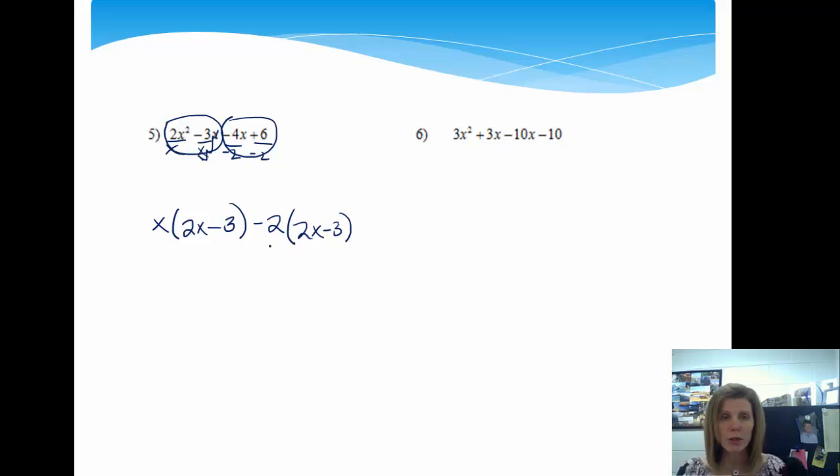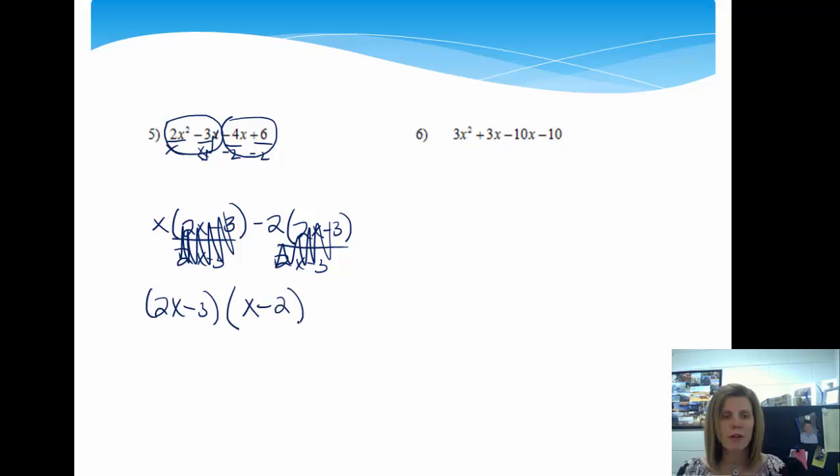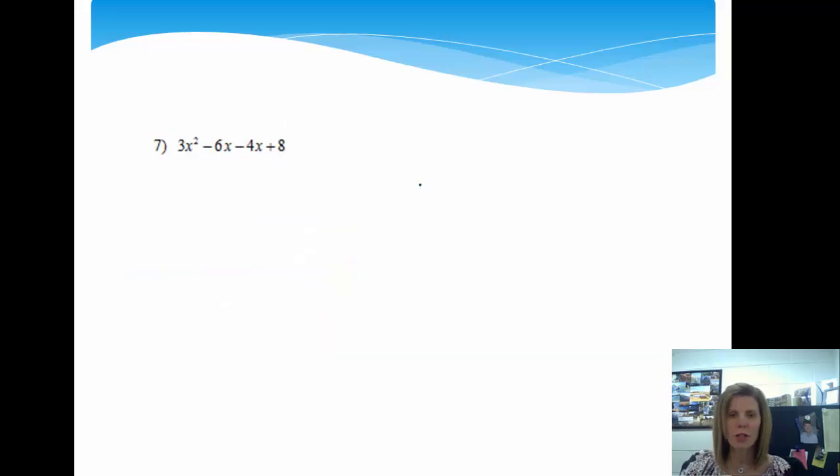And nicely, this will always happen when you're doing grouping, they both have a 2x minus 3. So we get to factor out the 2x minus 3, start my parentheses, divide that from each part, and then we are going to zap out the 2x minus 3s. We've got an x left. Zap out the 2x minus 3s. We've got a minus 2 left, and we are done.